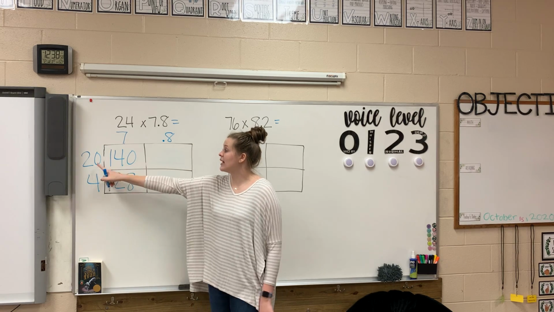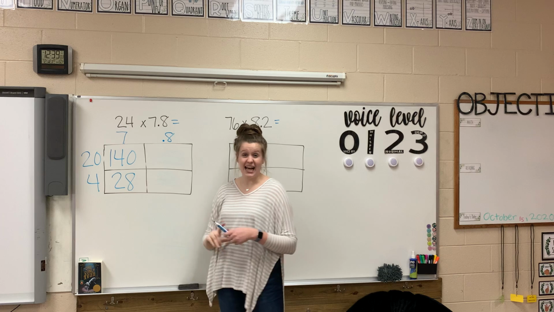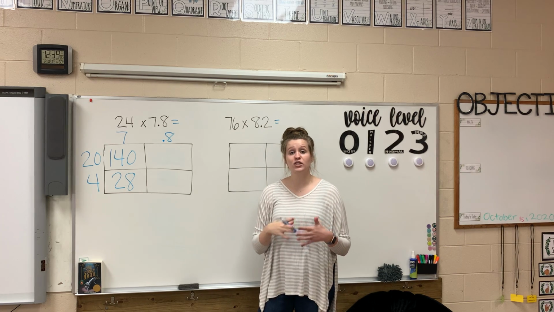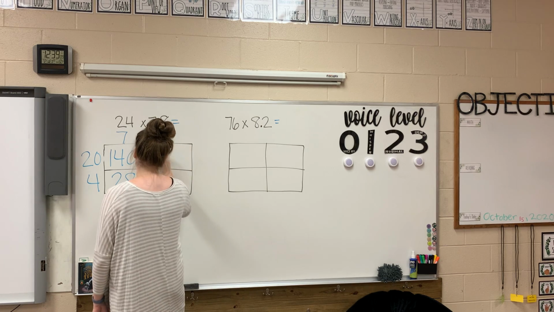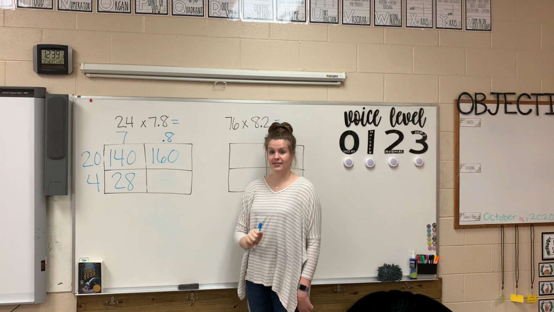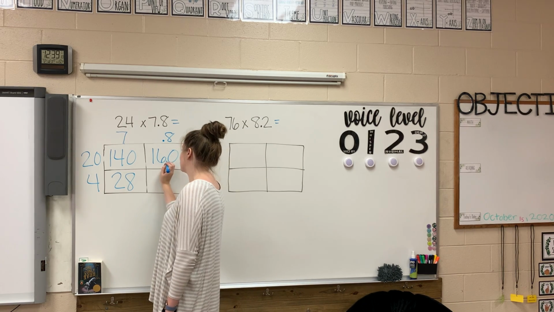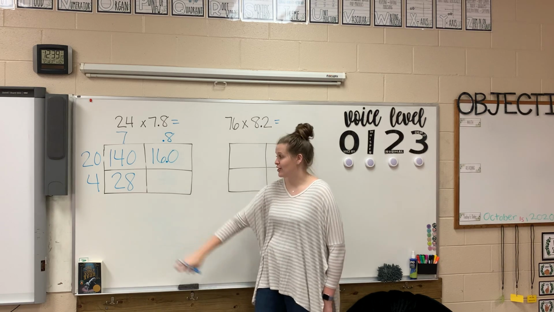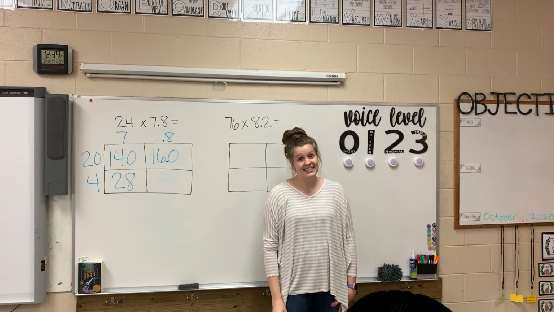Now we have 20 times 0.8. We're going to act like that decimal is not there for just a second and just say, what is 20 times 8? 160. Now, how many places were behind that decimal? Just one. So I need one number or place behind my decimal in my answer. So my real answer of 20 times 0.8 is just 16.